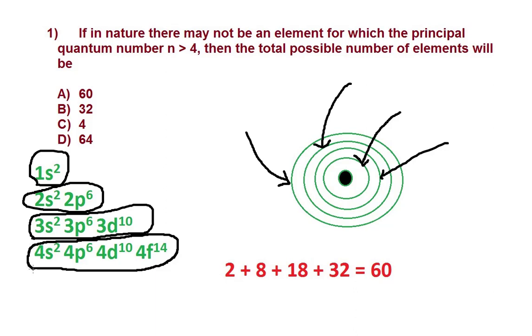Now we add them up. This 2 is in the first shell, 8 in the second, 18 in the third, and 32 in the fourth. So the maximum is 60. So the maximum number of elements is 60.